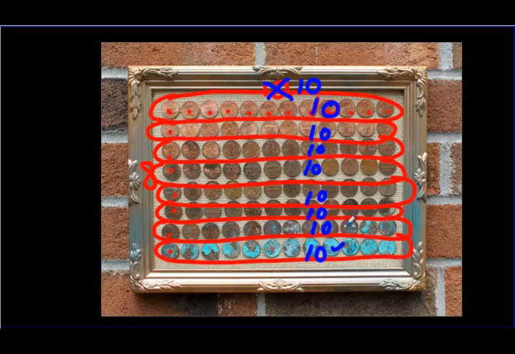Count them. 10, 20, 30, 40, 50, 60, 70, 80. We've got about 80. Exactly 80? No. We've got a little more than 80. But 80 is a pretty good guess. What about 90? Is 90 a good guess? 90 is a great guess. How about 100? Yeah, you could say about 100 too.